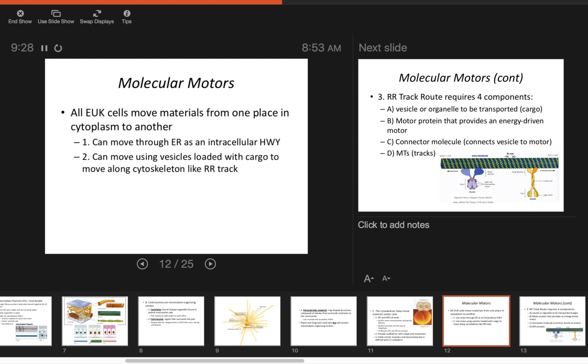Okay, so now I'm going to switch gears and talk about how organelles and things can move within the cell. So one way is that you can use the endoplasmic reticulum. We talked about vesicles, the endomembrane system. A protein is made, it gets packaged in the ER, sent to the Golgi apparatus, and then from there can become maybe a lysosome, can leave the cell, or go to its destined location. So we can say that this is the intracellular highway. You move these vesicles, they're loaded with cargo, but it's going to use the cytoskeleton like a railroad track.